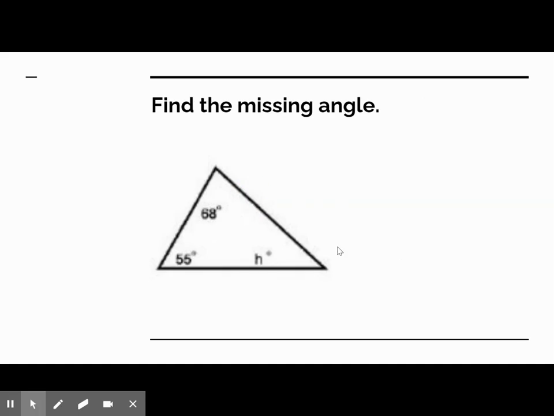Alright, find the missing angle. Is that 68 or 88? 68. You just show your work on your paper. He's using the calculator. As long as the answer is down there, is that fine? Just write your answer down. Yeah, that's fine. That is correct. 57 degrees. 57 degrees. And number 5.